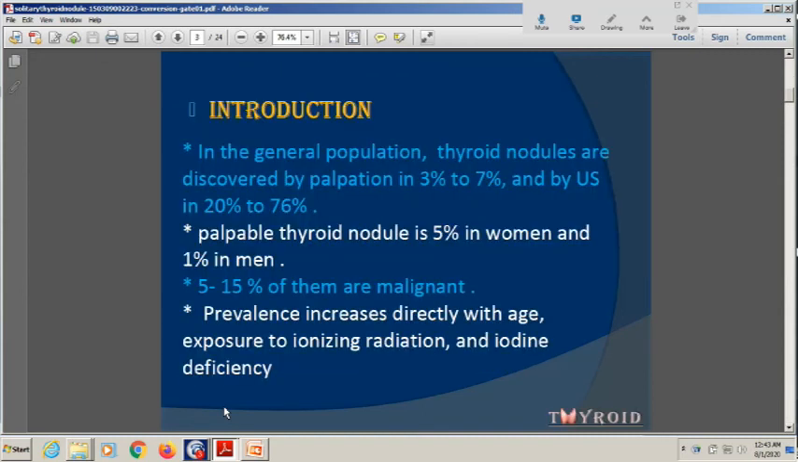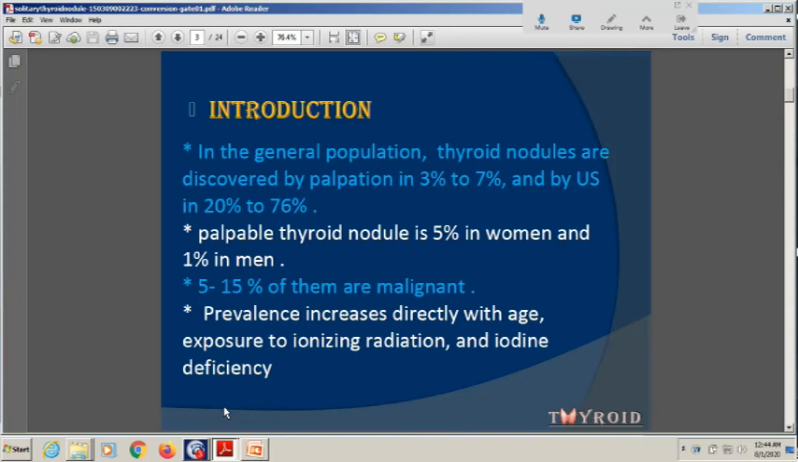Generally, in the general population, thyroid nodules are palpable in only 3 to 7%. The rest we find on ultrasonography, because they are very small and cannot be felt by palpation. Most of the time it is an incidental finding, meaning 20 to 76% are found on ultrasonography only. Palpable thyroid nodules occur in 5% of women and 1% of men.